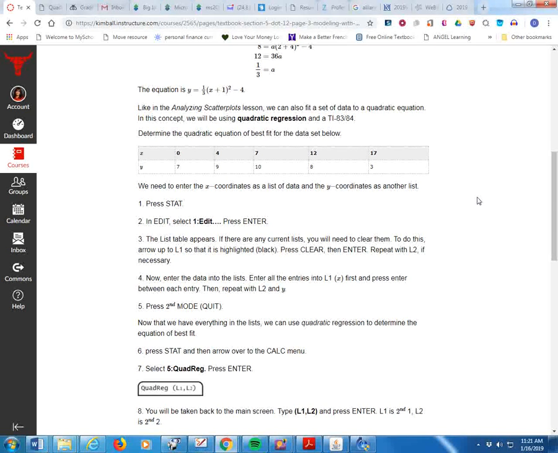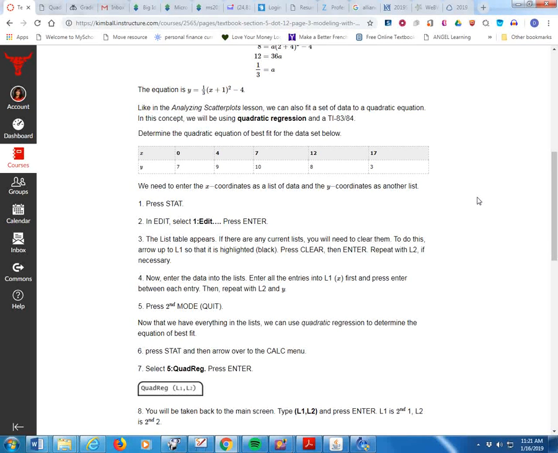So what we're going to do, you're going to go to Stat on your calculator, Stat, and Edit, and you should get L1, L2, L3, something like that at the top. Just Stat, not Stat Plot. And then Edit, and you have a list there.